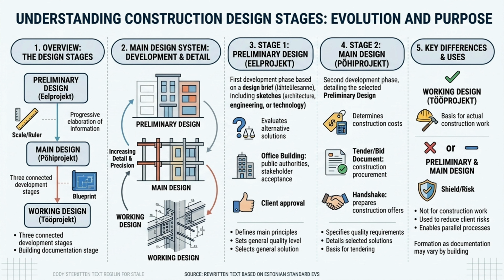The process of designing a construction project is divided into three interconnected stages: preliminary design, main design, and working design. Each stage builds on the previous one with increasing detail and precision to provide a complete and effective construction solution. The preliminary design is the first phase. It begins with the design brief prepared by the client and often includes sketches or initial concepts from the architecture, engineering, or technology fields.